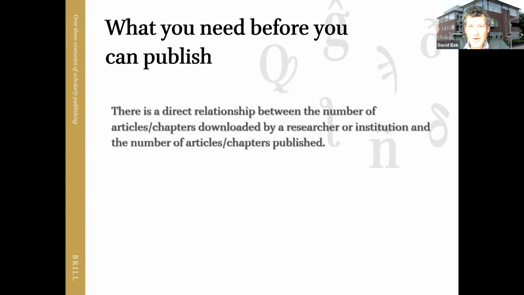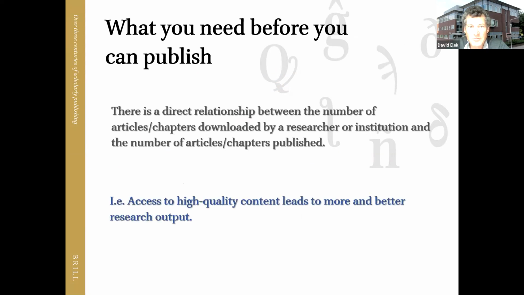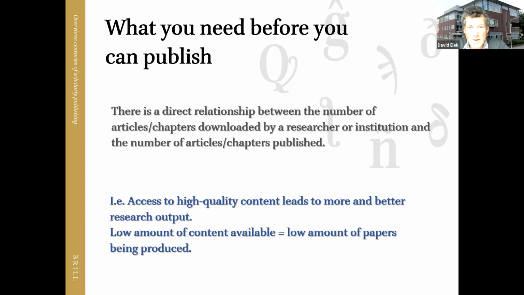And there is also a direct relationship between the number of chapters and articles downloaded by a researcher and the number of articles published. The more you read, the more you have access to, the more you can produce more and better research output. If you have a low amount of content available, a low amount of papers being produced.